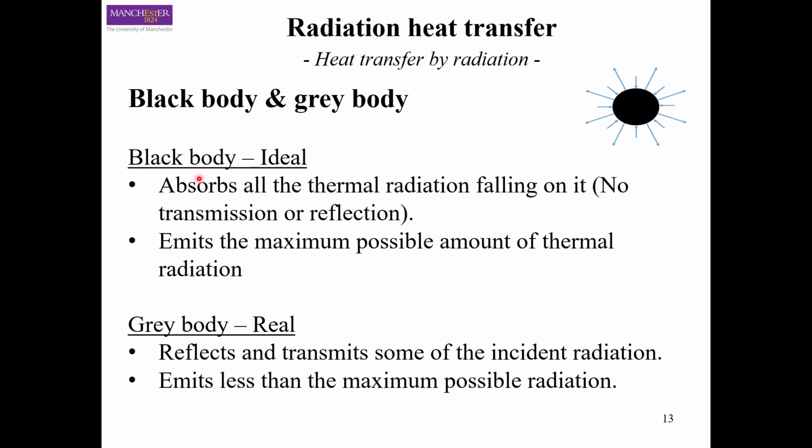One example of an object that can be considered a black body is the sun, because the sun is continuously emitting the maximum amount of energy. And one example of a gray body is the Earth, or any object that absorbs some of the energy but does not reflect back 100%.